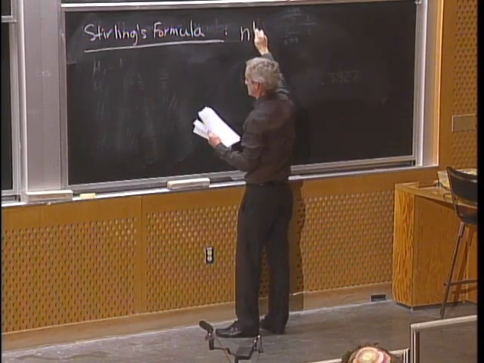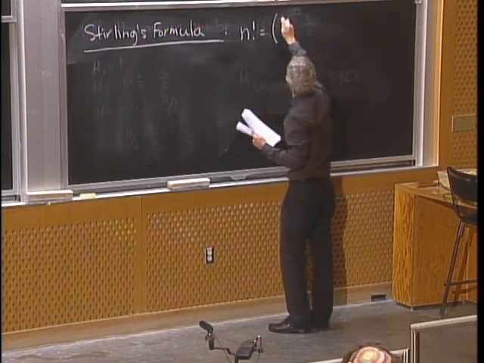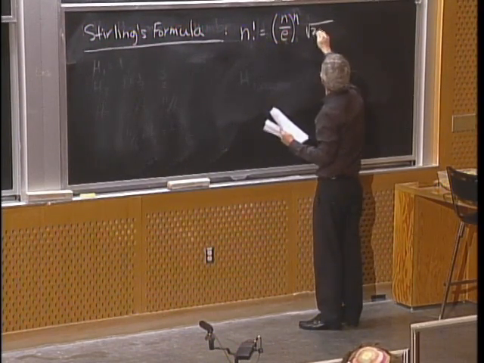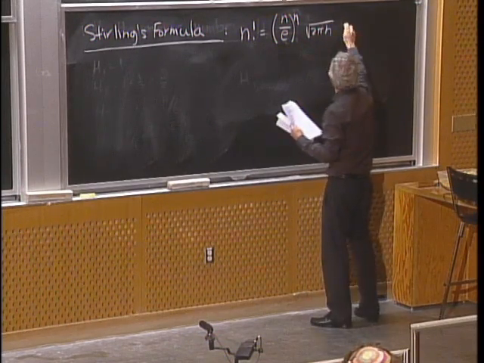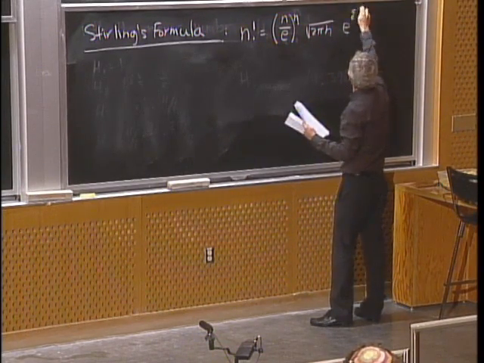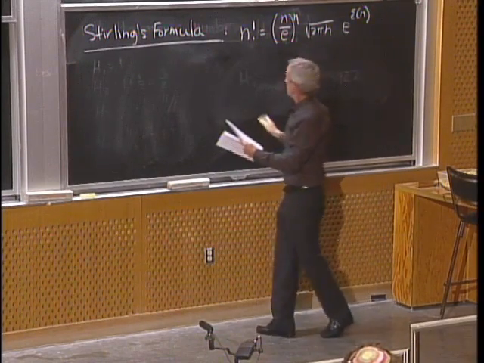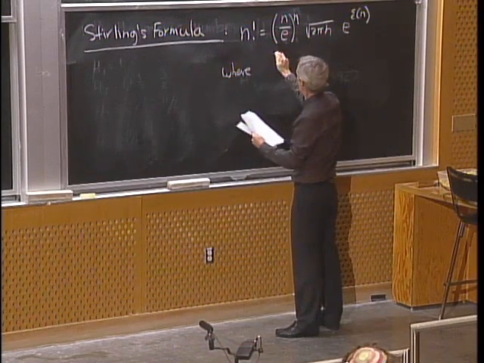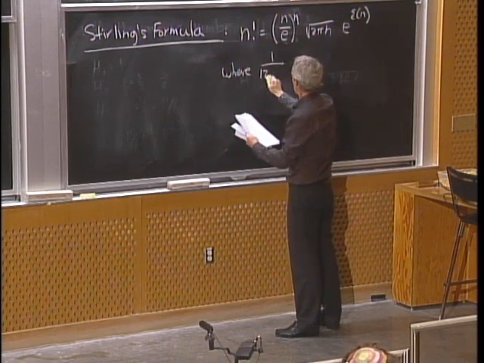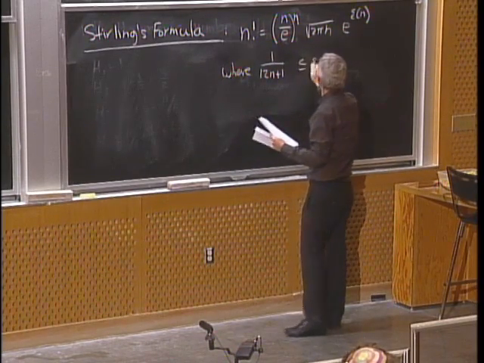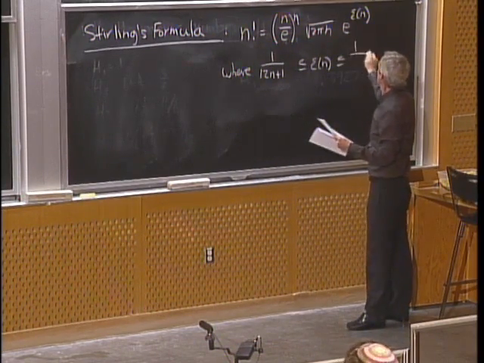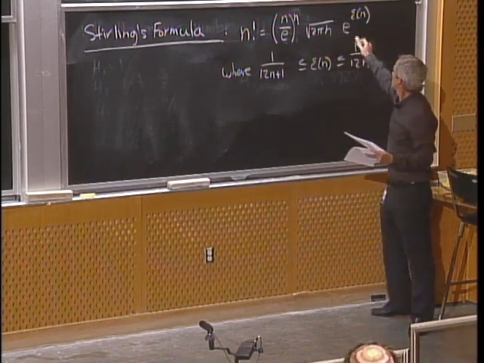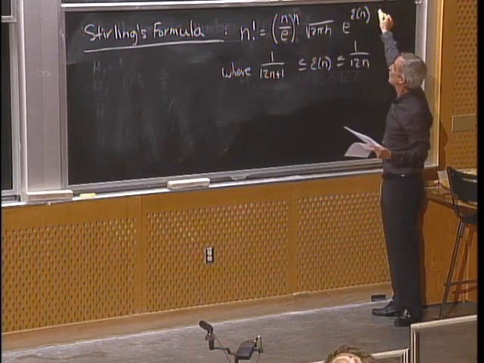And that says that n factorial equals (n over e) to the nth power times the square root of 2 pi n times e to the epsilon n, where epsilon n is between 1 over 12n plus 1 and 1 over 12n. So epsilon n is going to 0 as n gets big. So e to something going to 0 is going to 1.